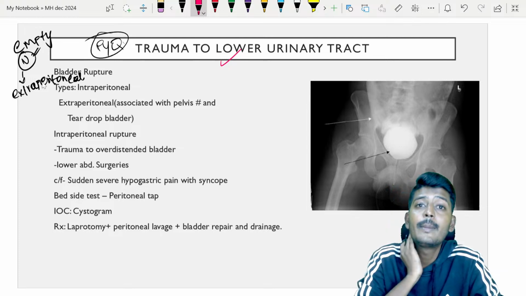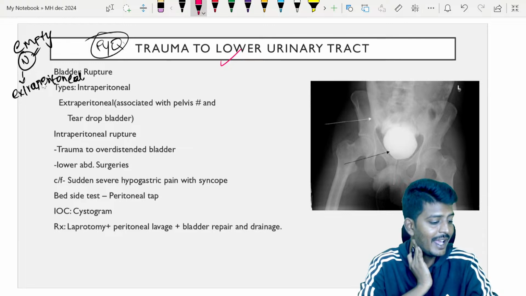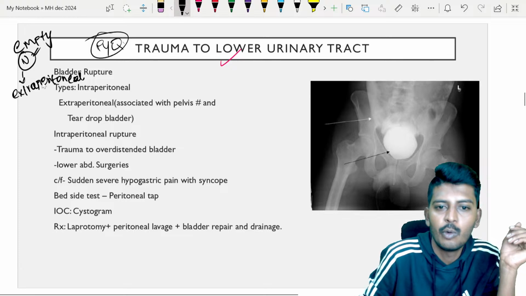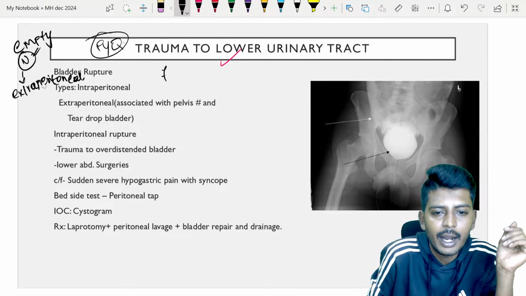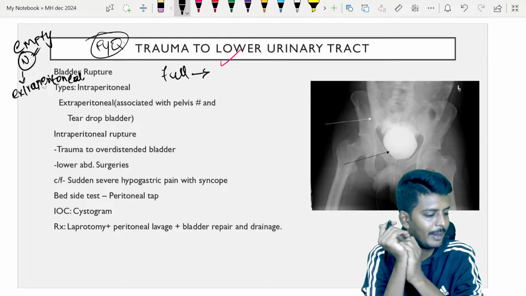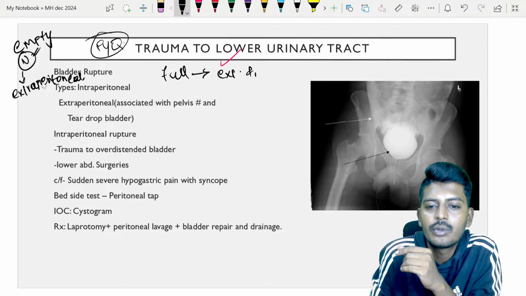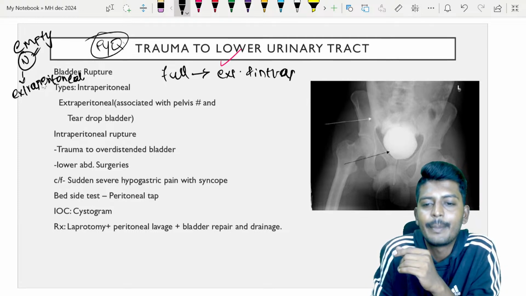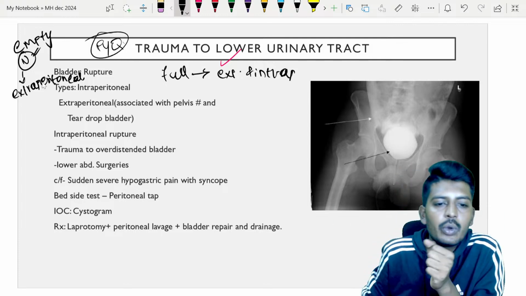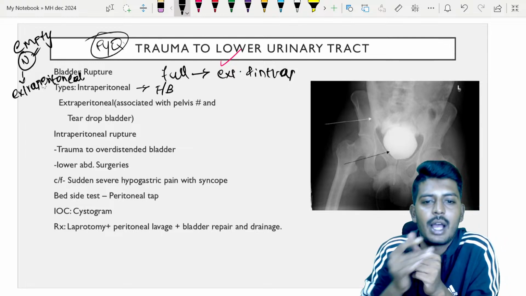So there are particularly beer drinkers. When they drink beer, there is excessive urination, and the bladder will become full. If there is a full bladder, then what will happen? This full bladder is both extraperitoneal and also intraperitoneal, because it stretches, and the bladder will become intraperitoneal. So intraperitoneal rupture occurs, mainly following injuries.